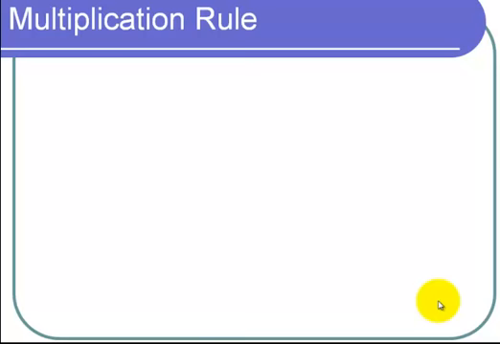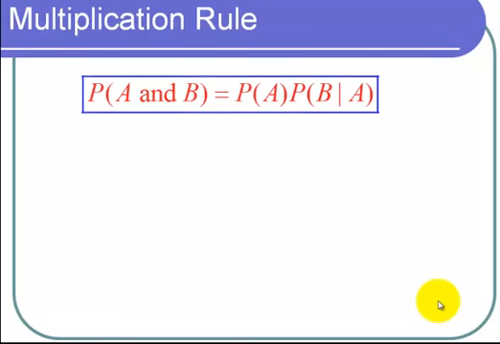So we have another multiplication rule that involves conditional probability. And that is that the probability of A and B is equal to the probability of A times the probability of B given A. Notice that this is different than the multiplication rule when we had events with replacement. Without replacement, you're forced to write it as the probability of A times the probability of B given A.